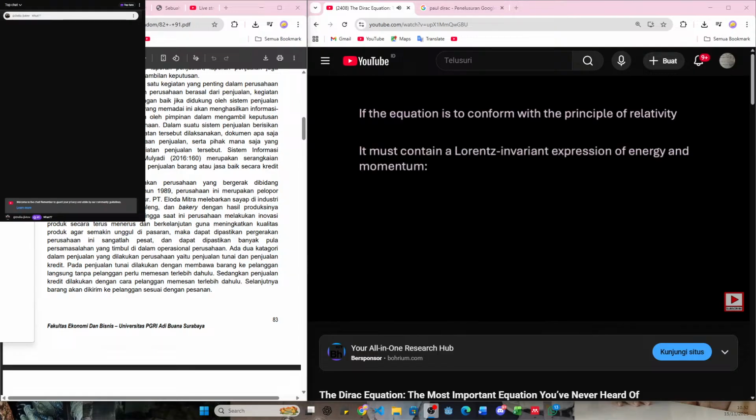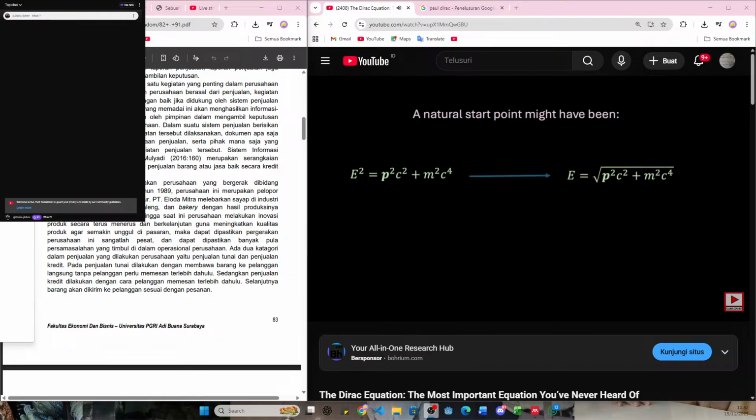Well, first of all, if the equation is to conform with the principle of relativity, then it must contain a Lorentz invariant expression of energy and momentum. In other words, it must apply to the relativistic energy-momentum relation E squared equals p squared c squared plus m squared c to the 4. Now, a natural start point might have been to write the energy as the square root of p squared c squared plus m squared c to the 4, and then promote the energy and momentum into operators acting on the wave function psi, where the momentum squared operator can be expressed in terms of its x, y, and z components.